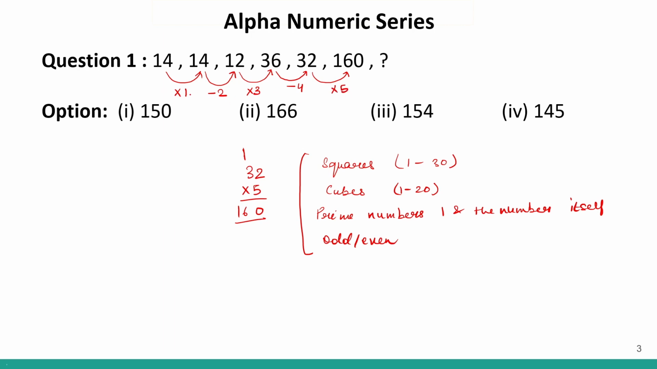So now if I see the sequence, the numbers are 1, 2, 3, 4, 5. So the next number automatically will be 6, correct? The next number will be 6. This will be the sequence.